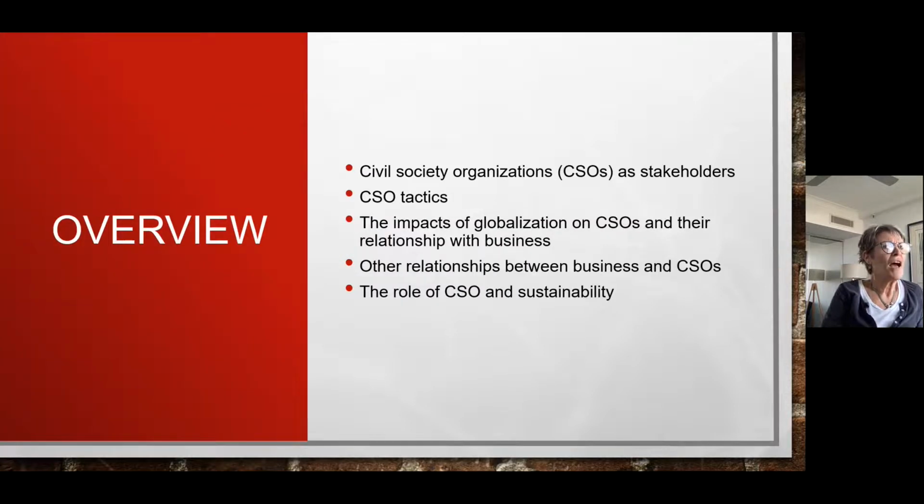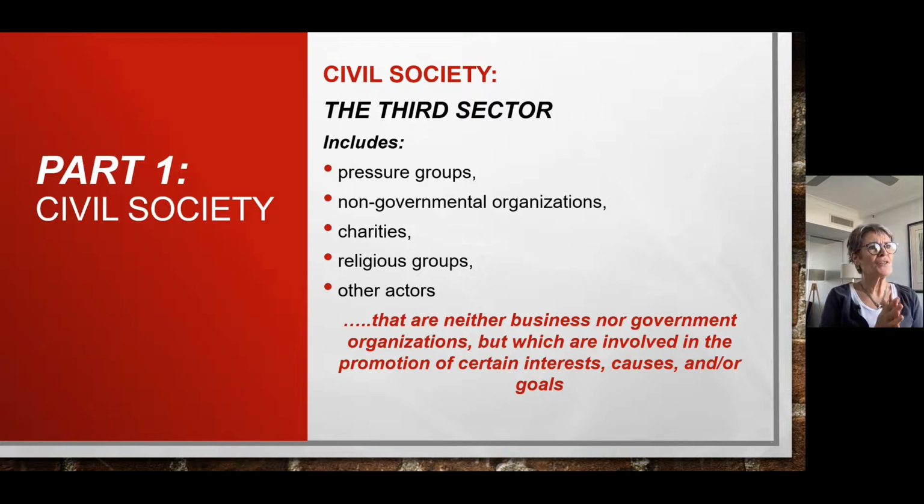So in this topic, we'll be looking at civil society organizations as stakeholders, their tactics, the impacts of globalization, particularly in terms of relationship with business, and also the power imbalance of business and civil society organizations, and also the role when it comes to sustainability in civil society organizations. For part one, we're going to look at what is civil society and some of these ideas of a civil society as a third sector.